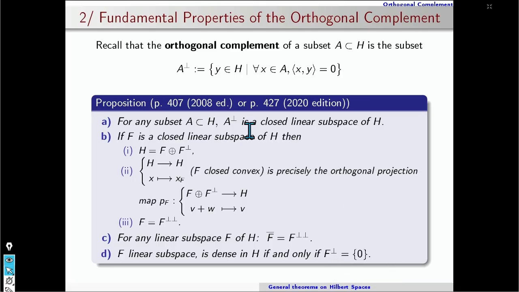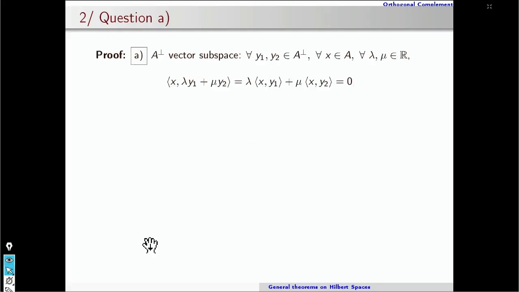So let us now show that the orthogonal complement is a closed linear subspace. Let y1, y2 be in the orthogonal complement, and let us consider a linear combination. By linearity of the inner product with respect to the second variable, one has this expansion, and because y1 and y2 are in the orthogonal complement, this is 0, this is 0. It means that the linear combination is indeed orthogonal to every element of A.